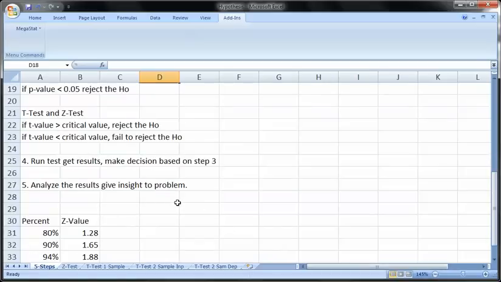Number 4, run the test, get the results, make decision based on number 3. And number 5, analyze the results, give insight to the problem.